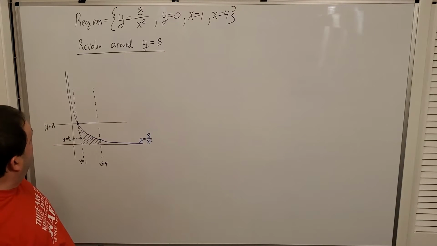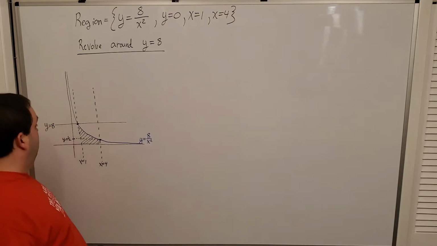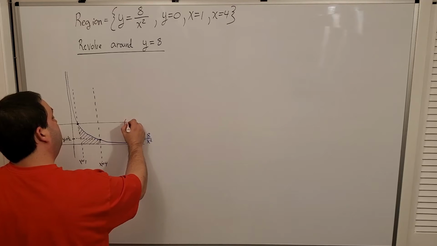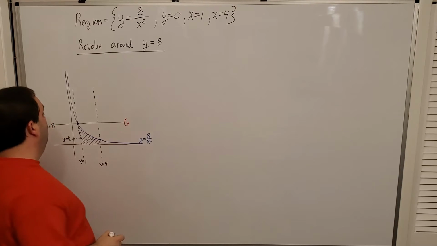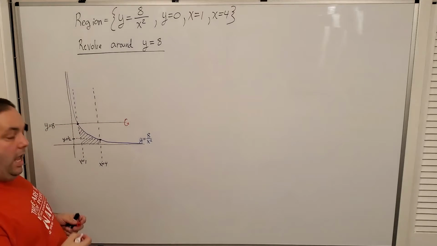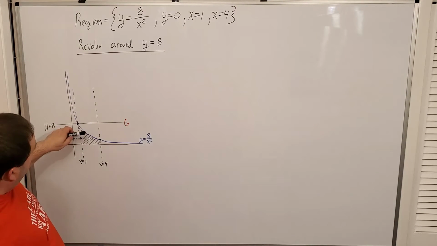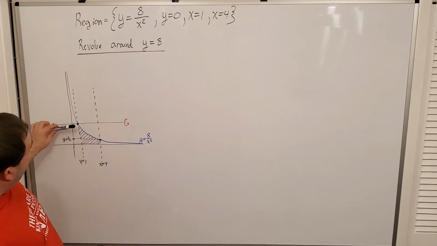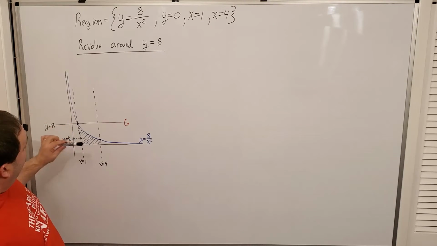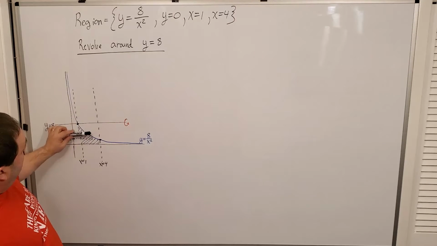I'm using shells, which means since my rotation is here, right? My rotation is around this line, y equals 8 here. I'm going to take some line in the region, right? That's parallel to that axis of revolution, and I'm going to rotate it this way, okay? Which means I need to talk about a slice right here.